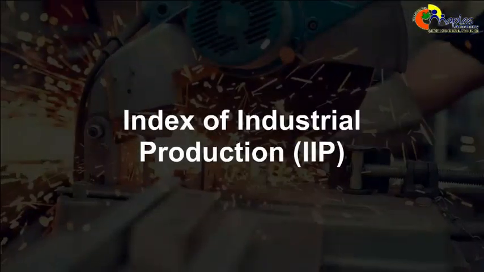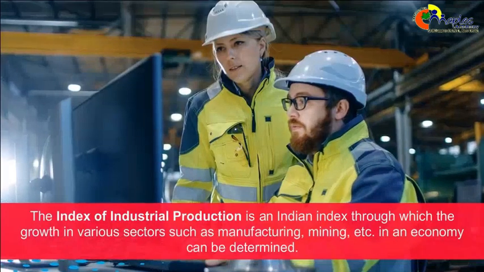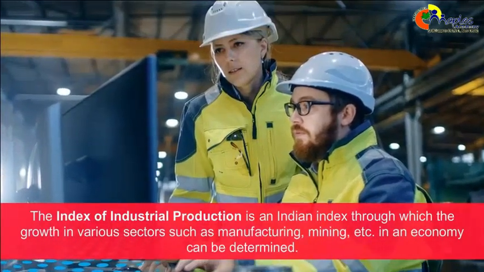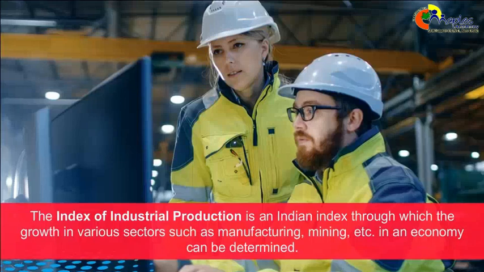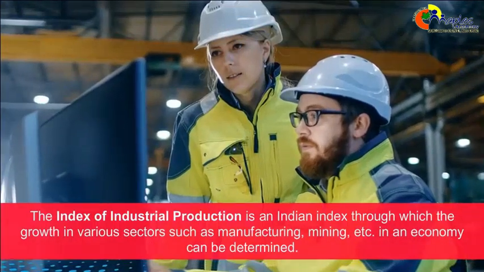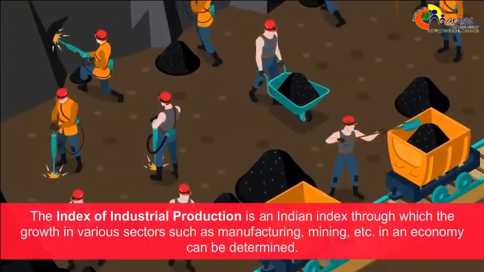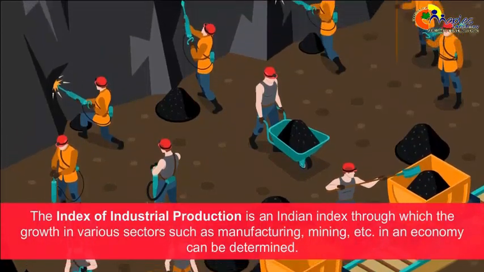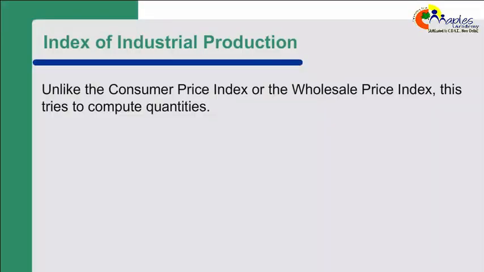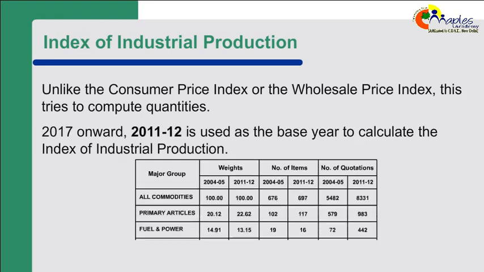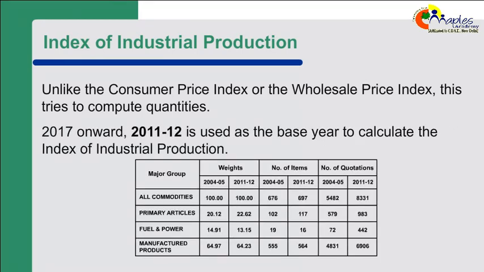Index of Industrial Production. The Index of Industrial Production is an Indian index through which the growth in various sectors such as manufacturing, mining, etc. in an economy can be determined. Unlike the Consumer Price Index or the Wholesale Price Index, this tries to compute quantities. From 2017 onwards, 2011-12 is used as the base year to calculate the Index of Industrial Production.